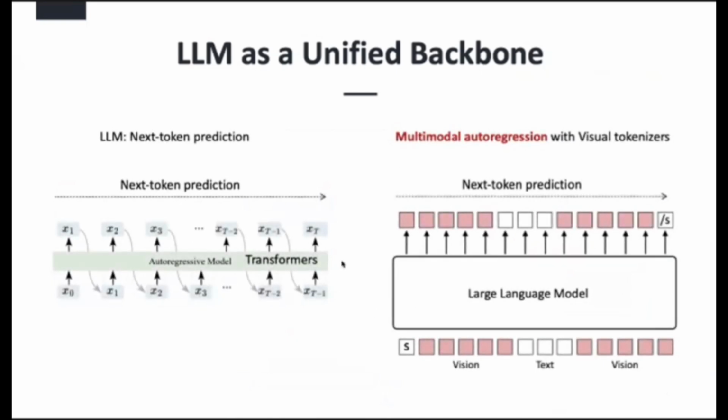Here's also multimodal autoregression with visual tokenizers. So we have vision tokens and text tokens, and also vision tokens. We can perform the next token prediction to integrate the image information into the large language model. Usually the large language model is a pre-trained one, which is different from the previous VideoPoet, which is trained from scratch.